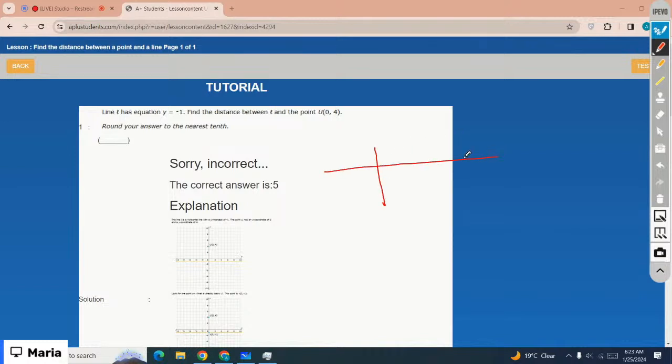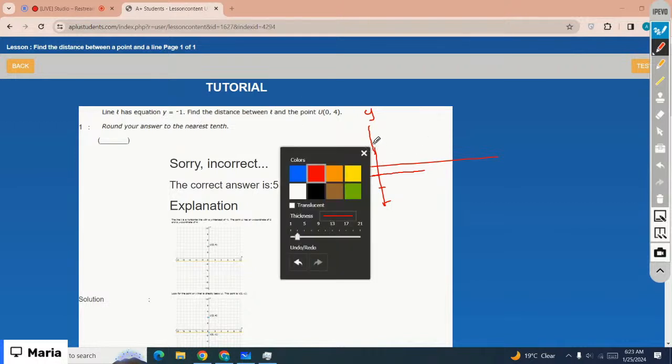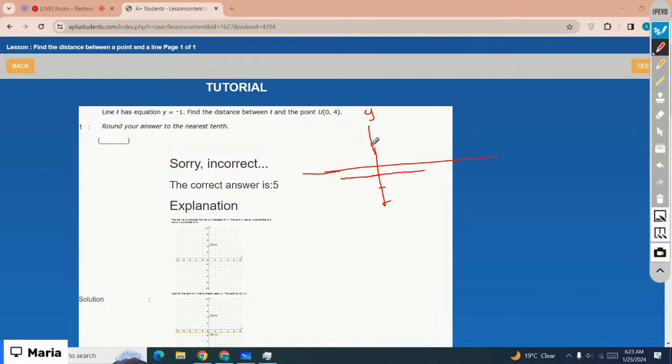The equation of the line is y equals negative 1. Here is negative 1, negative 2, negative 3. Here is the line at y equals negative 1. The point is 0, 4, x is 0, y is 4. Here is the point 0, 4. You have to find the distance between the point and the line. So how do you calculate the distance?